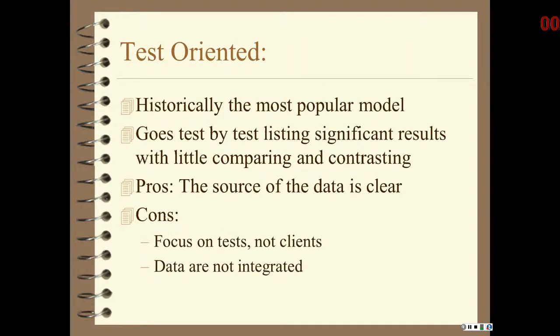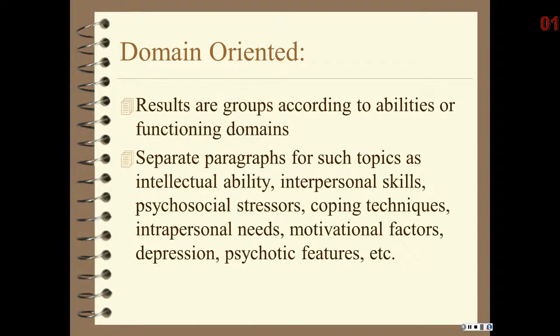A test-oriented format, historically this is the most popular way of doing it. What you do is you go test by test, you list significant results without a whole lot of comparing and contrasting of the results. So the advantage of this style is that it's pretty clear where your data is coming from, the source of it, but the disadvantage of it is that this style focuses on the tests and not the clients, and the data are not integrated at all. So you don't really get the big picture with this style.